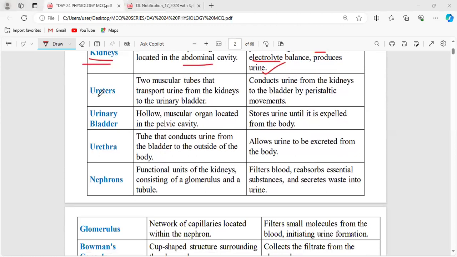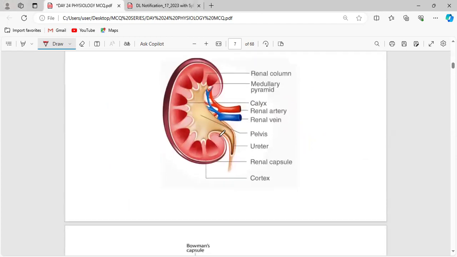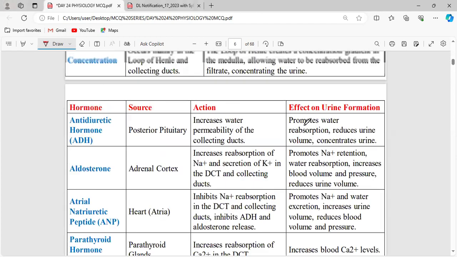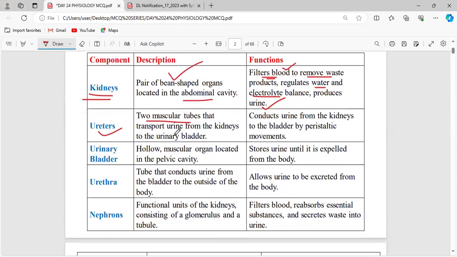Now, what is the function of the ureter? See, from the kidney we have a ureter. This is the ureter. It is two muscular tubes that transport urine from the kidney to the urinary bladder. We call this urinary bladder the storehouse of urine. That is the function of the ureter. It conducts urine from the kidney to the bladder by peristaltic movements.